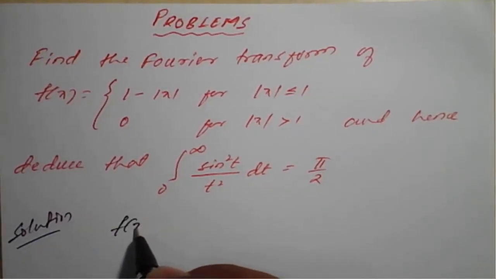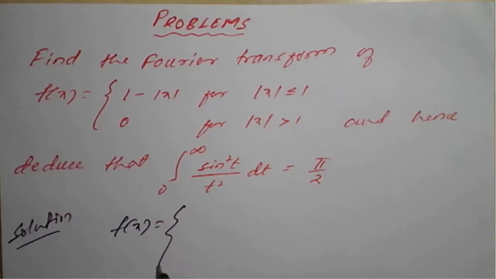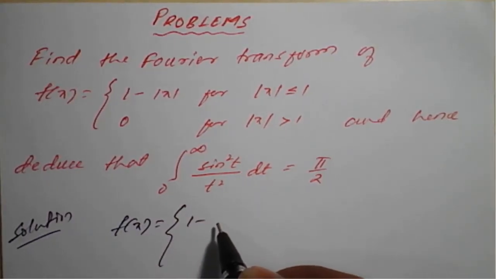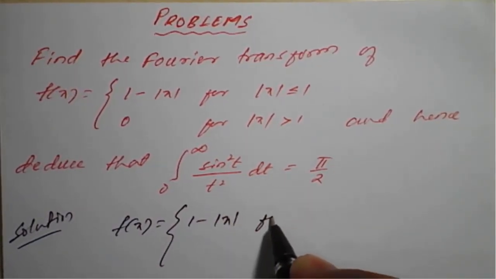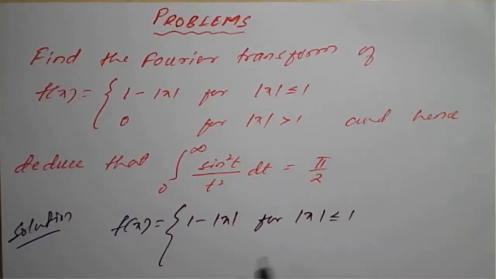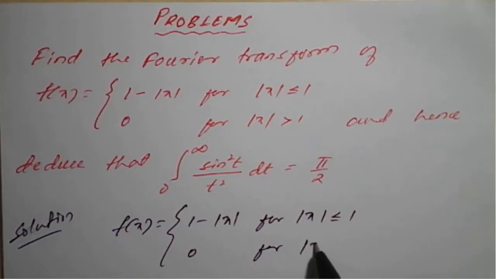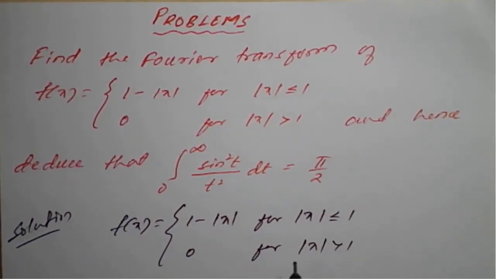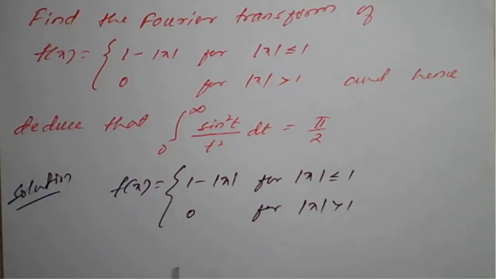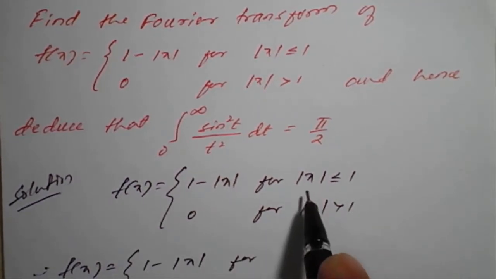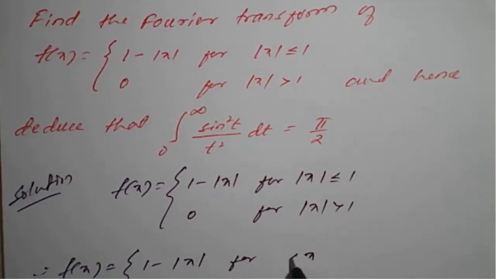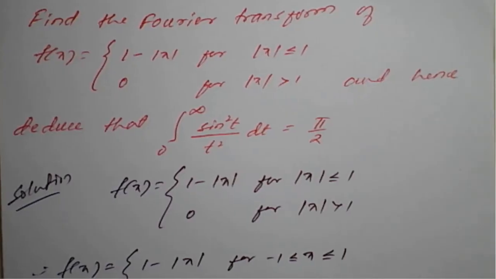So first we'll collect the given function f(x), that is f(x) = 1 - |x| for |x| less than or equal to 1, 0 for |x| strictly greater than 1. Here the second part is 0, so I will neglect the second part of f(x). Therefore the function f(x) = 1 - |x| for |x| less than or equal to 1 can be written with x greater than or equal to -1 and less than or equal to +1.